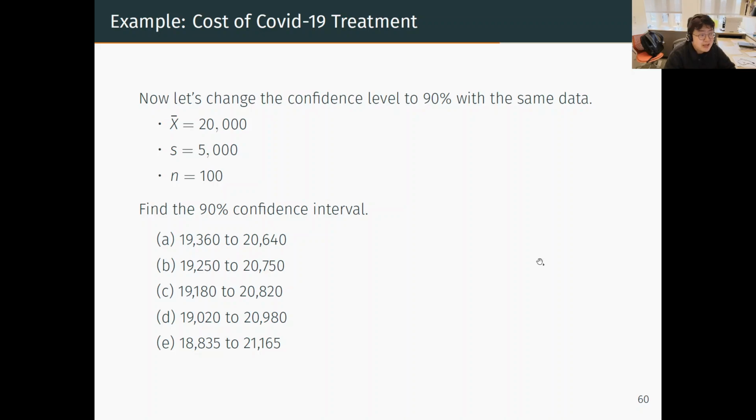Okay. So it's your turn. Now I changed it. The data are the same. I want you to try the algebra with a 90% confidence level. Try what happens when you have a 90% confidence interval. So pause the video now and resume when you finish your algebra. So, okay, let me turn the page.